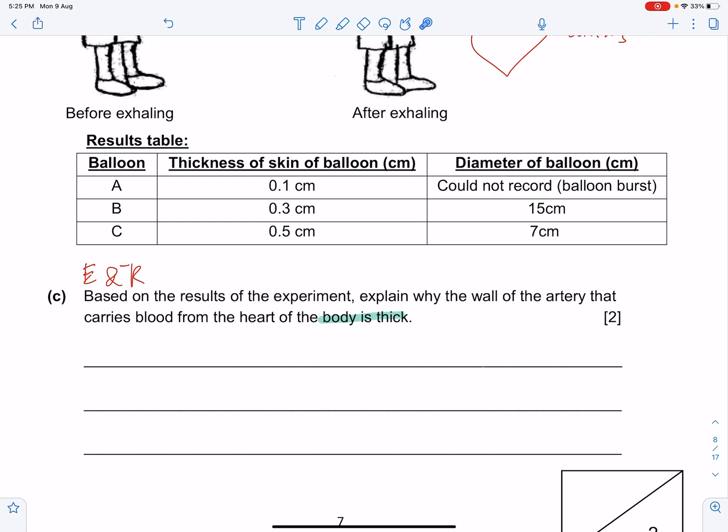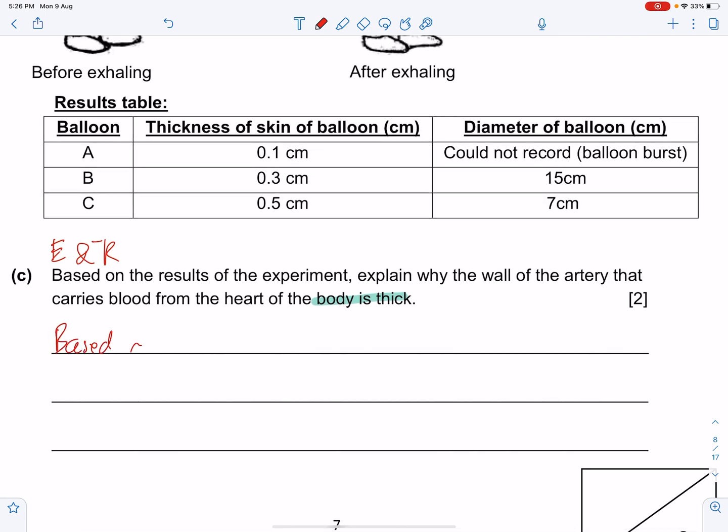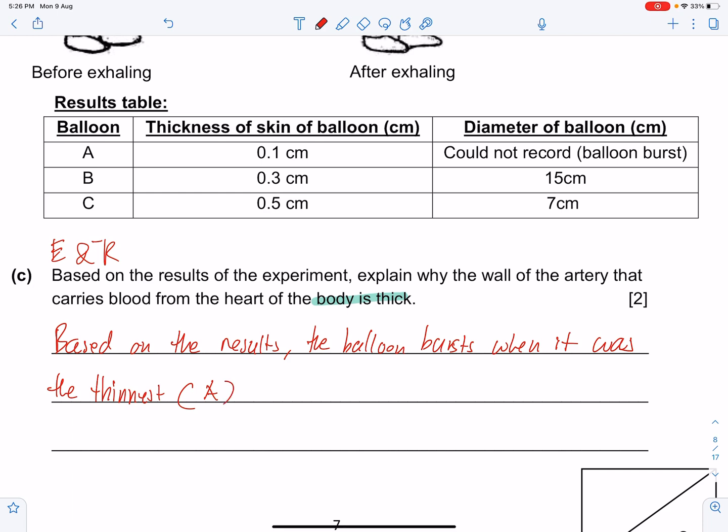Alright, so remember this is an E and R question, evidence. So which is the one that actually will show you that you cannot be thin? So the one would be answer A. So you can quote that as an evidence. So I would say that based on the results, the balloon burst when it was the thinnest. Okay, I will put bracket A so that we know what we're talking about.